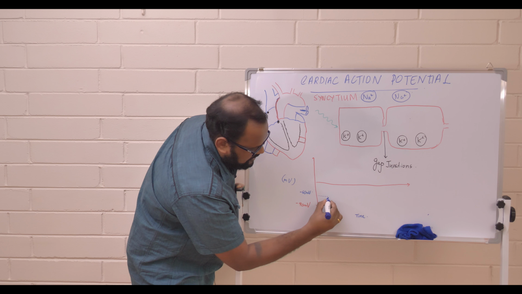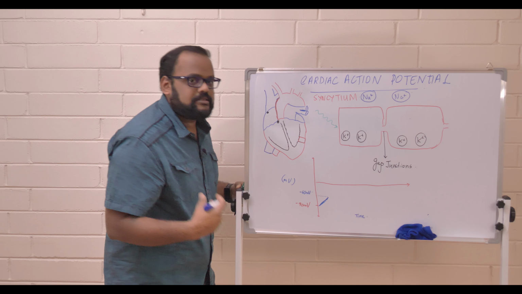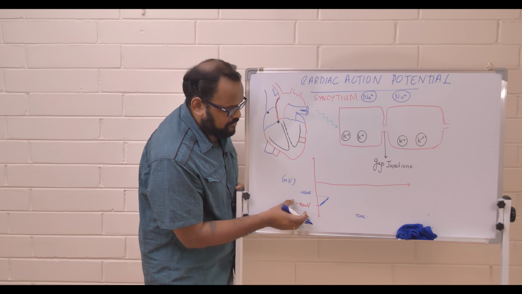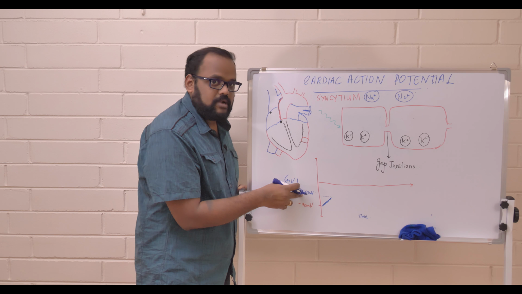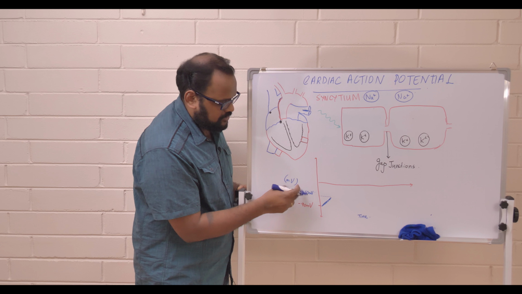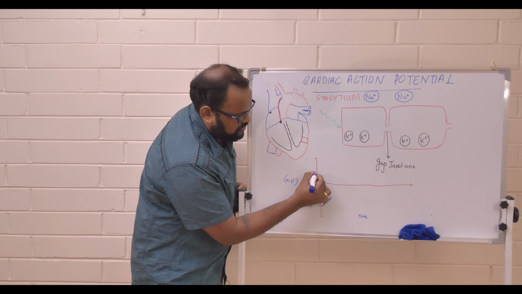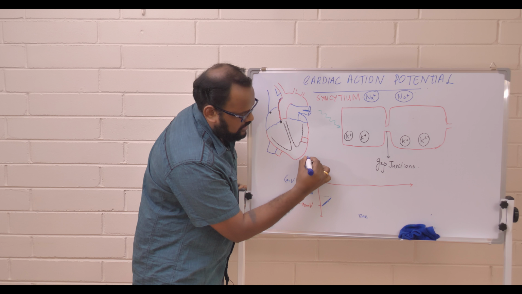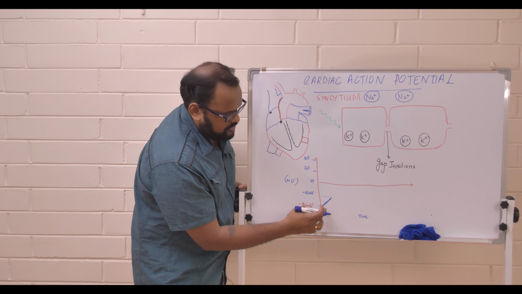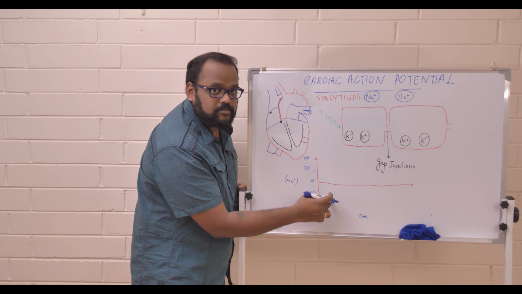So let's draw a graph like this. Now when I say threshold point, that means it's becoming more electropositive. You know, minus 90 is smaller than minus 60, so it's becoming more electropositive. So this is 0, this is 20, this is 40, and so on. So it reached a threshold point.